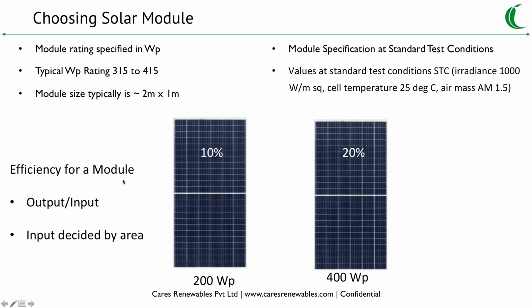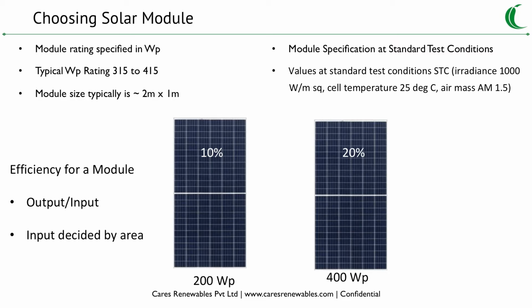And the efficiency for a module kind of decides the size of the module, because for a solar module the input power is decided by its size. For example, a 200 watt peak module, if it's 2 meter by 1 meter, will have an efficiency of approximately 10%. And if the same 2 meter by 1 meter module can deliver 400 watt peak output, it will have an efficiency of 20%. So efficiency kind of decides the size or the space efficiency of the system.